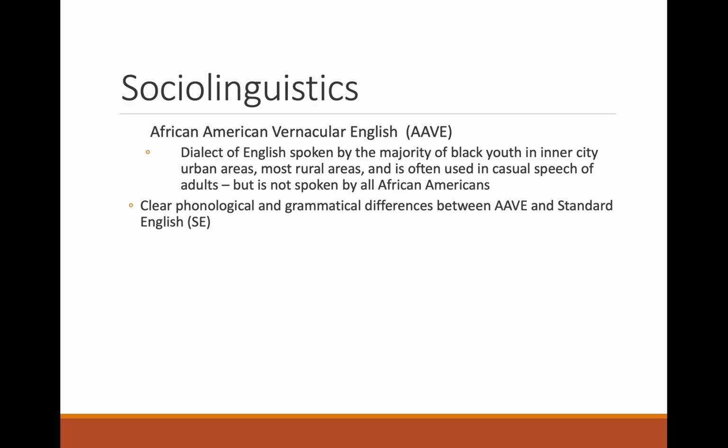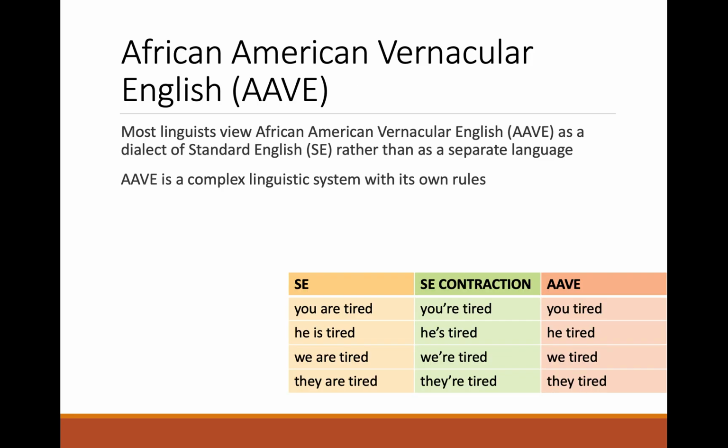The African American English vernacular, or vernacular English, is a dialect of English that is spoken by the majority of Black youth in inner city urban areas, most rural areas, and is often used in the casual speech of adults, but it's not spoken by all African Americans. There are some pretty clear phonological and grammatical differences between African American English vernacular and Standard American English.